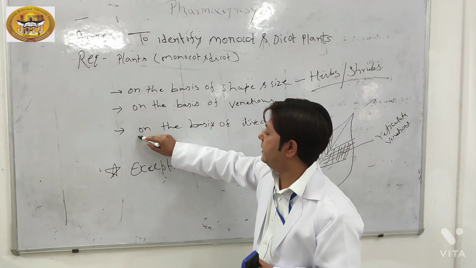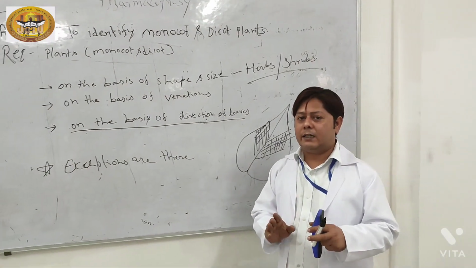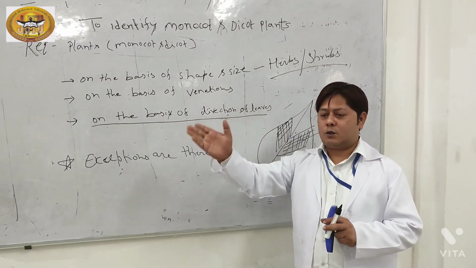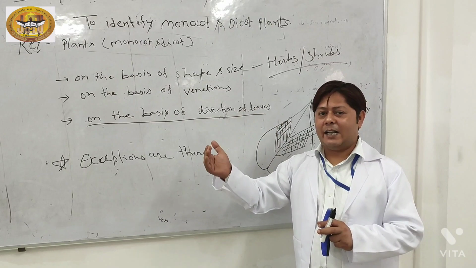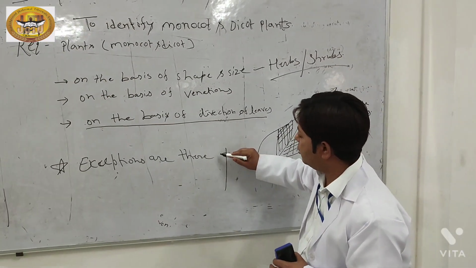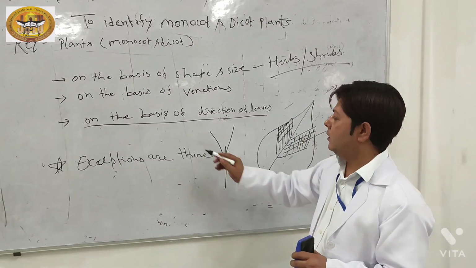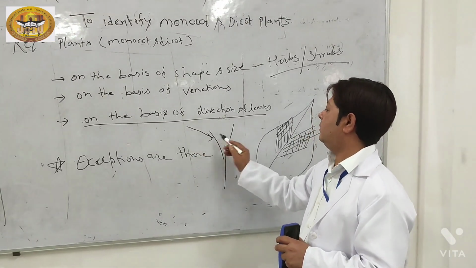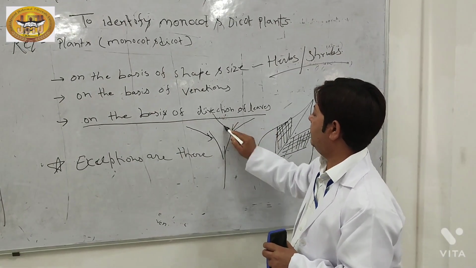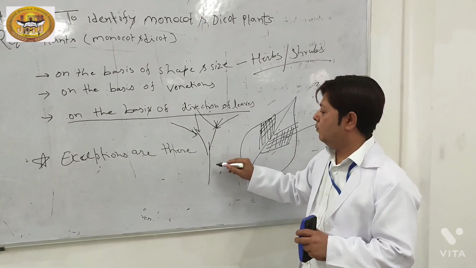Now, the third criterion is on the basis of direction of leaves. Every plant has different shoots, leaf directions and all that. So if we see the leaf direction towards sunlight, such that the sunlight is falling from both sides, then it will come under monocot plants.